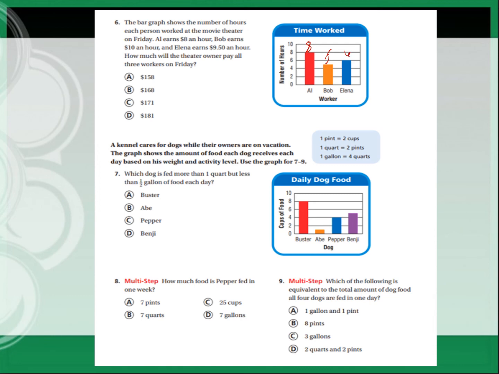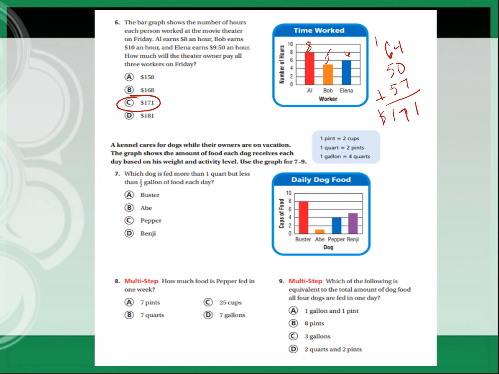So if Al works 8 hours, he earns $64. Bob works 5 hours, he earns $10 an hour, so that's $50. And Elena is $9.50. Well, 9 times 6 is 54. A half times 6 is 3. So she earned $57. I put them all together: 7, 8, 9, 10, 11, 12. I get $171 total. So C would be your best answer.